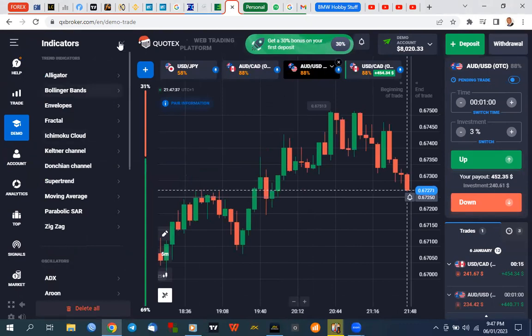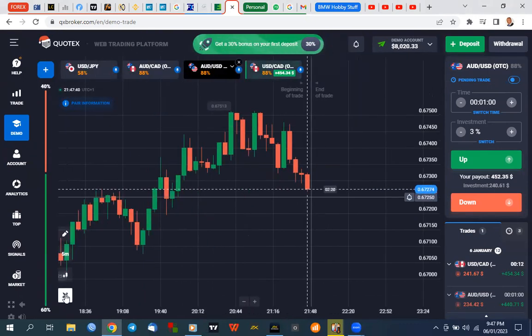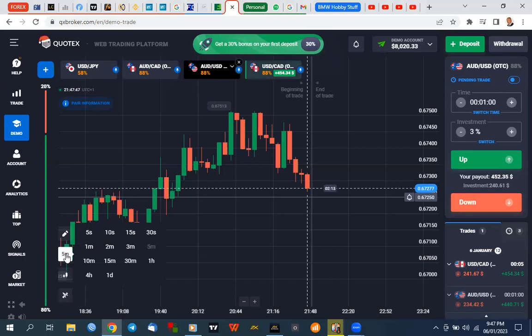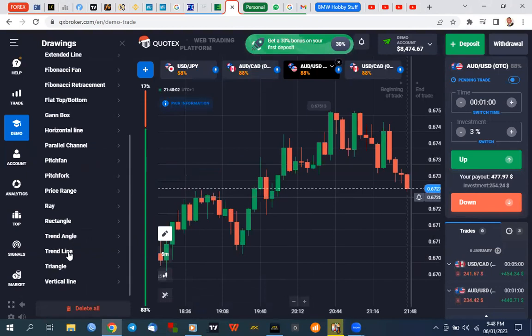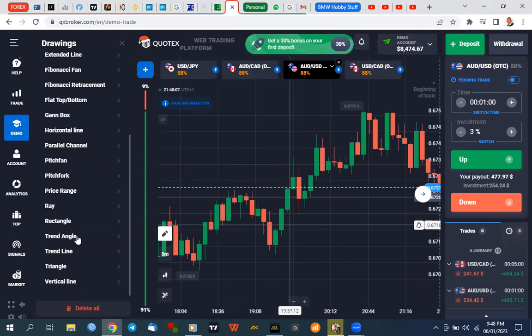It has indicators. This is indicators. This is candle time, to set the view of the candles, how many minutes the candle will be. These are drawing tools. This is drawing tools. So in order to be able to draw lines, trend line, for instance, it will draw me a trend line.